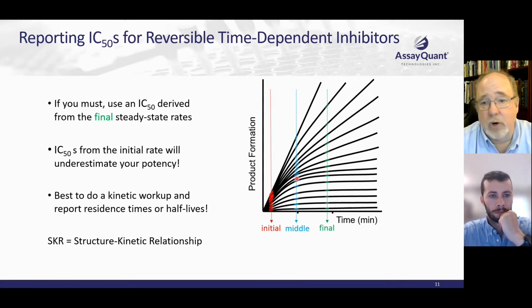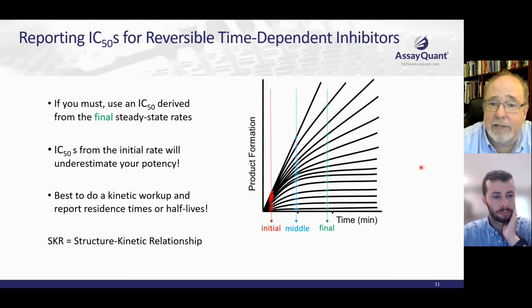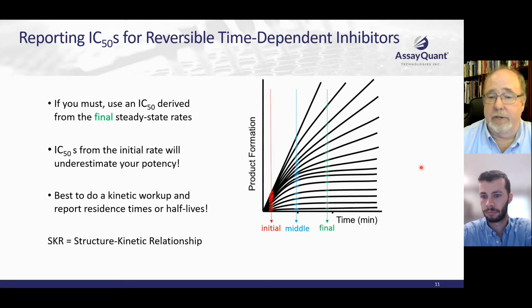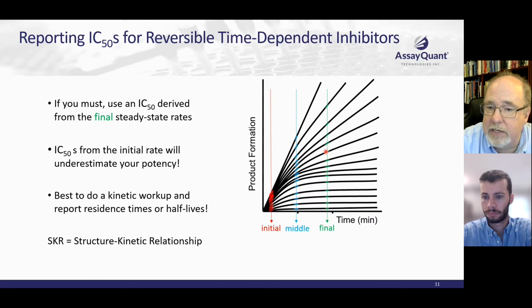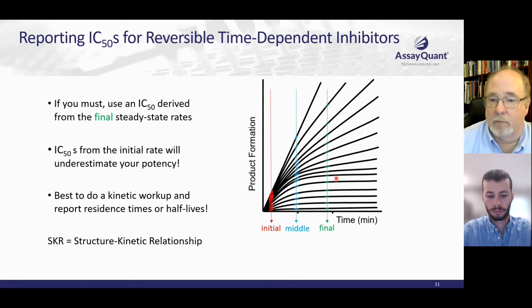And again, if you're trying to do this with an endpoint assay without any time points, you don't know where you are in this. So you could do an IC50, just make sure you're in the steady state portion of the progress curve. But really, it's best to do the kinetic workup that I just showed you on the previous slide and report those residence times or half-lives, and that gives you SKR rather than SAR. It's actually a structure-kinetic relationship.